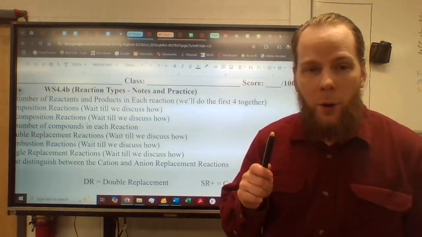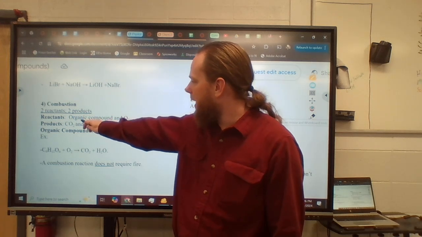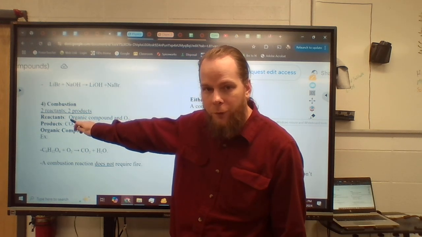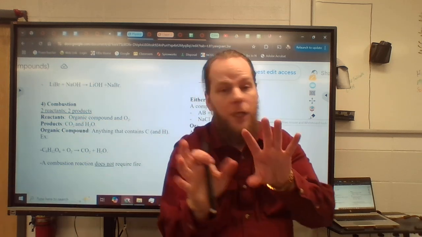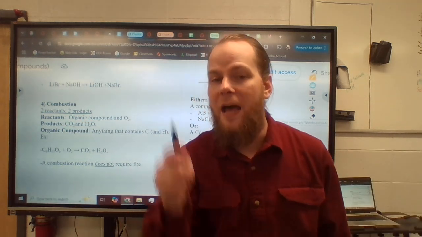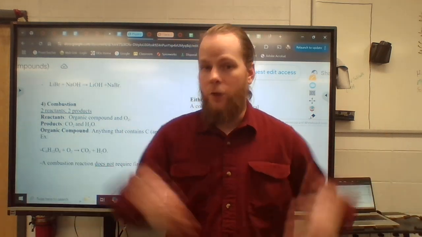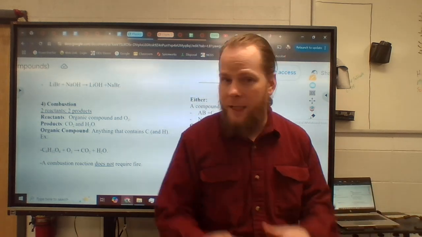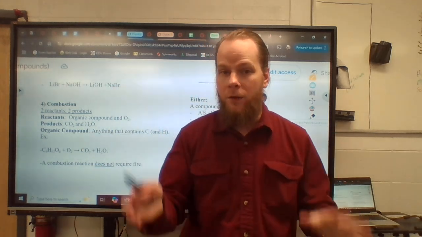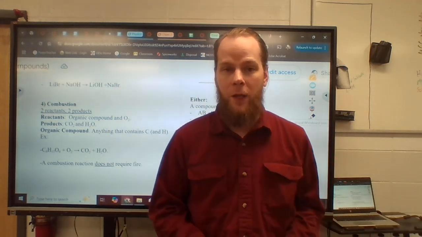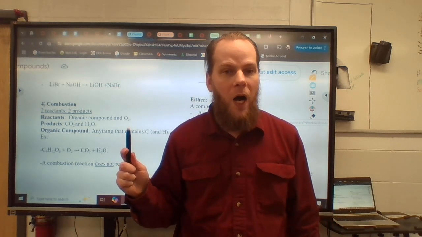Okay, that's important because one of the reactants in a combustion reaction has to be an organic compound or an organic molecule. So that molecule has to have carbon and hydrogen in it. It could have other stuff too, but it must have both carbon and hydrogen. CO2, not organic, there's no hydrogen. H2O, not organic, there's no carbon. It has to have both carbon and hydrogen in one of the formulas. The other reactant has to be O2, oxygen gas.